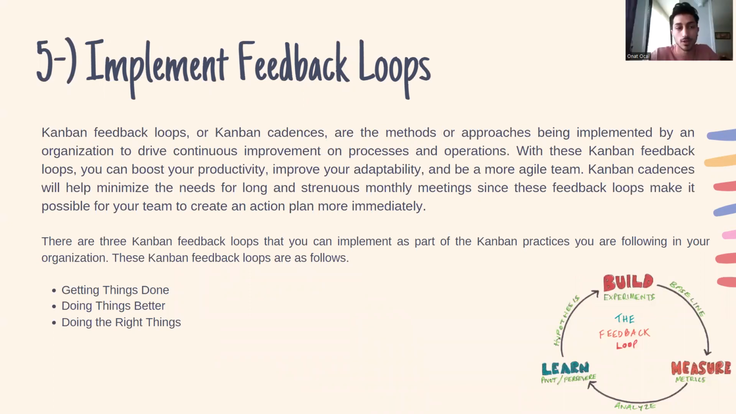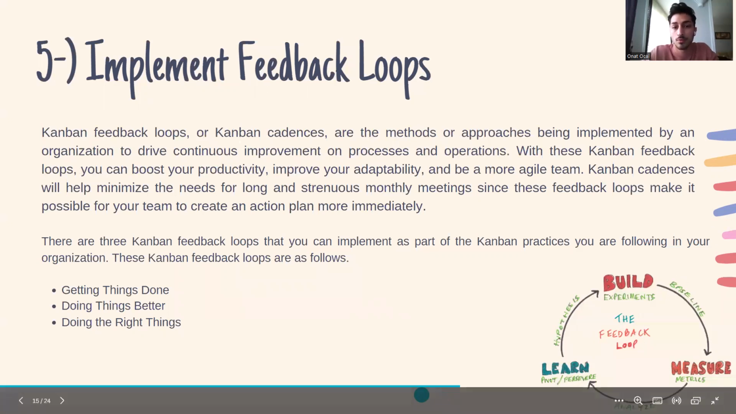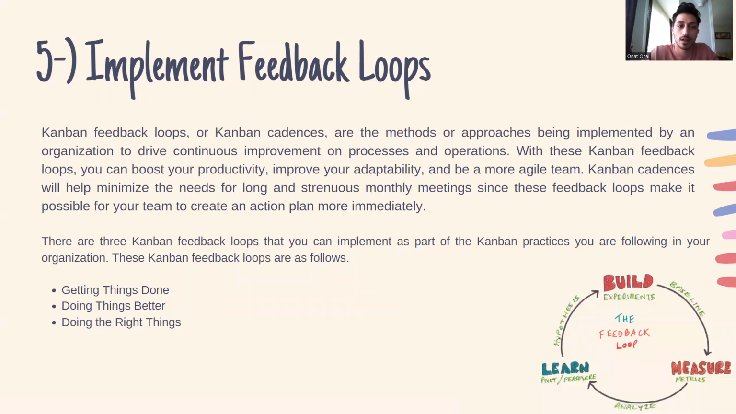Fifth practice is implementing feedback loops. Kanban feedback loops are methods being implemented by an organization to drive continuous improvement on operation. When operations teams use the feedback loops, they see many advantages such as improved productivity and adaptability. Kanban feedback loops will help minimize the need for monthly meetings. When feedback loops are implemented, it will be possible for teams to create an action plan more immediately.